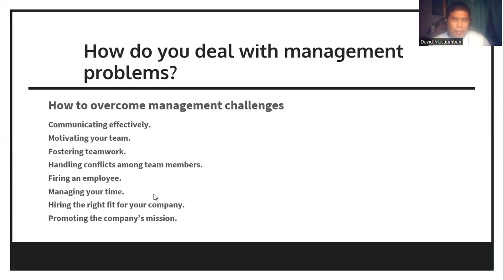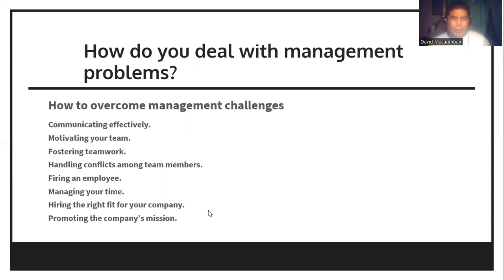Managing your time. So, we have to manage our time, tackling all the divisions or sections concerns para ma-address mo lahat ang mga problema ng bawat offices.